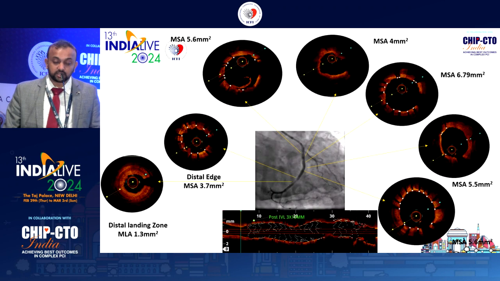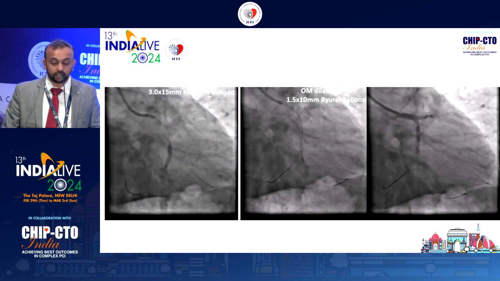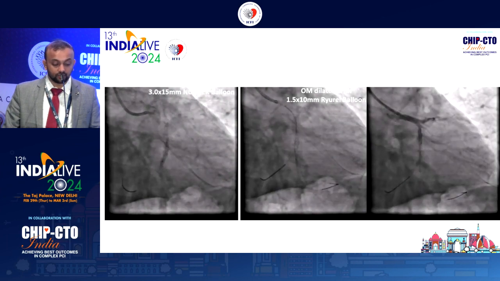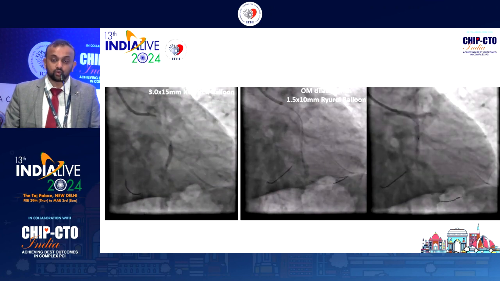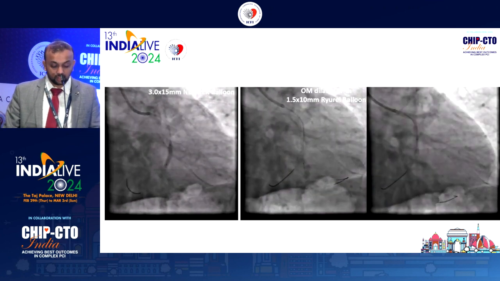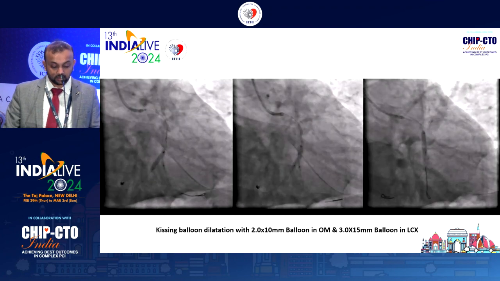After delivering these 80 pulses, we again captured an OCT image. In the OCT image, we can see that the expansion of the stent looks good. We have achieved an area of around 5.5, 5.6, and in the proximal part around 6.7. We needed to optimize that a little further because there was occlusion of the LCX. So we upsized it with a 3 into 15 NC Trek balloon. There was some pinching of this OM, so we had to wire that, dilate it with a 1.5 into 10 balloon, establish a flow, do a kissing balloon, and optimize the result.